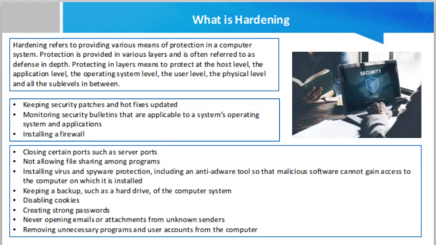Friend, hardening refers to providing various means of protection in a computer system. Protection is provided in various layers and is often referred to as defense in depth. Protecting in layers means to protect at the host level, at the application level, at the operating system level, user level, physical level, and all the sublevels in between. Each level requires a unique method of security.